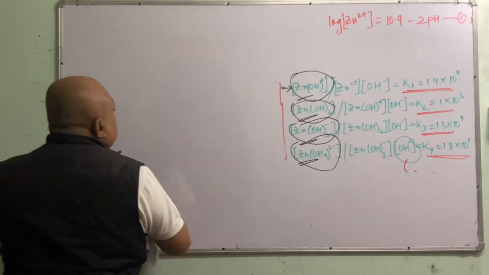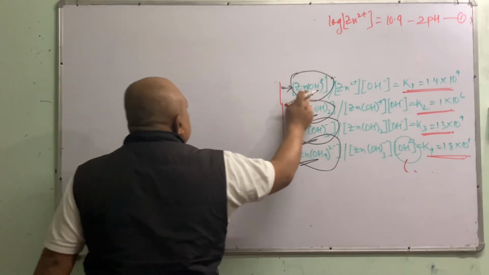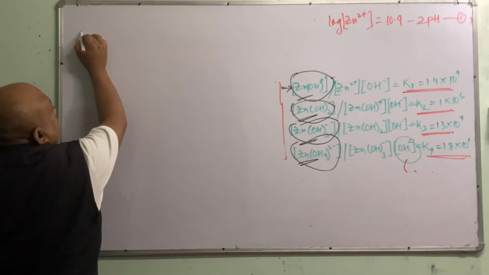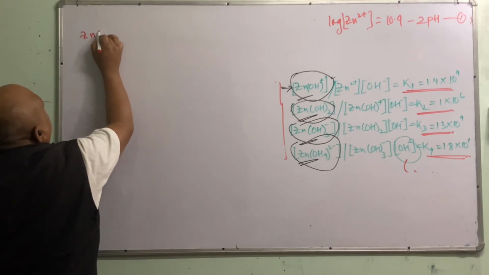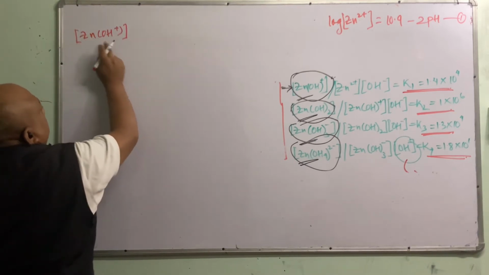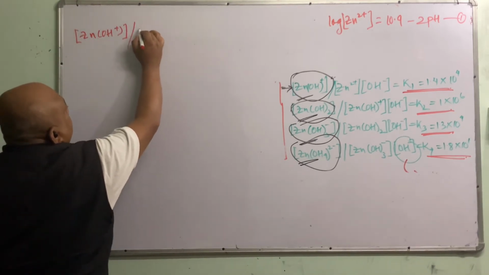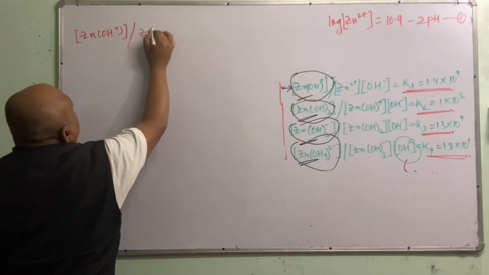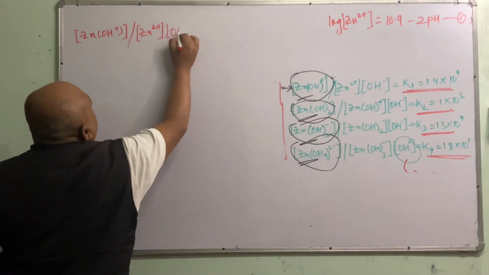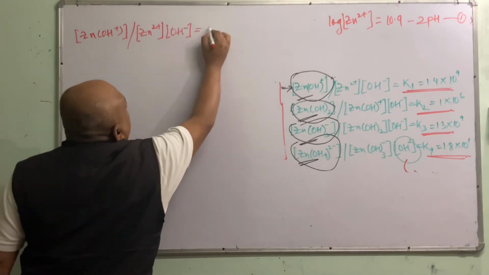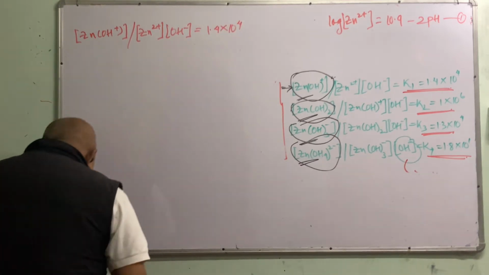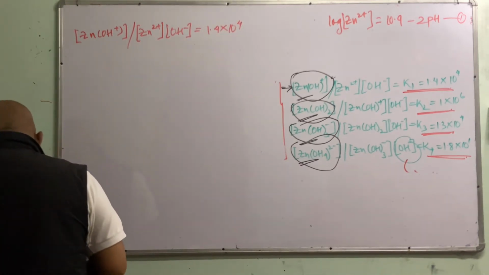The second part is I have to find this ZnOH+ ions. Now from this equation, [ZnOH+] divided by [Zn2+][OH-] is equal to 1.4 into 10 to the power 4. Let me check the value. If the value is not correct, everything is going to be wrong.